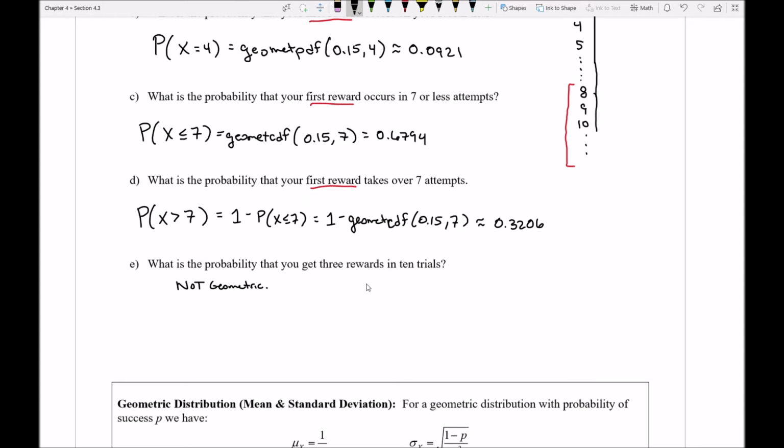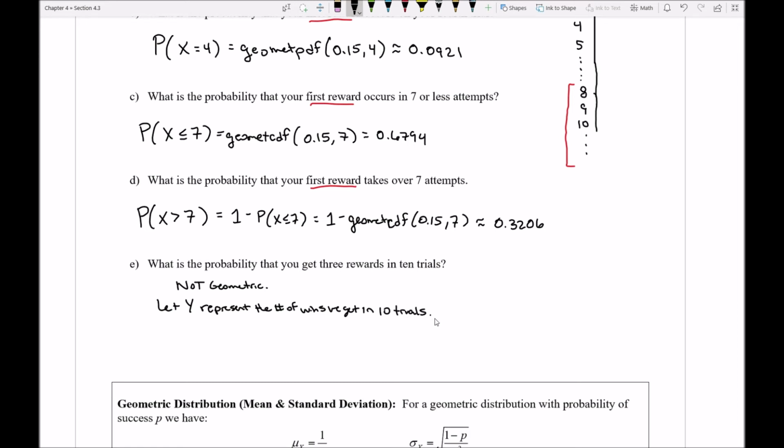Notice the question is really, if I play this slot machine 10 times, what are the chances that I win 3 out of those 10? So what I want to know is, if I had a new random variable, let's call it y, we'll let y represent the number of wins or rewards we get in 10 trials.